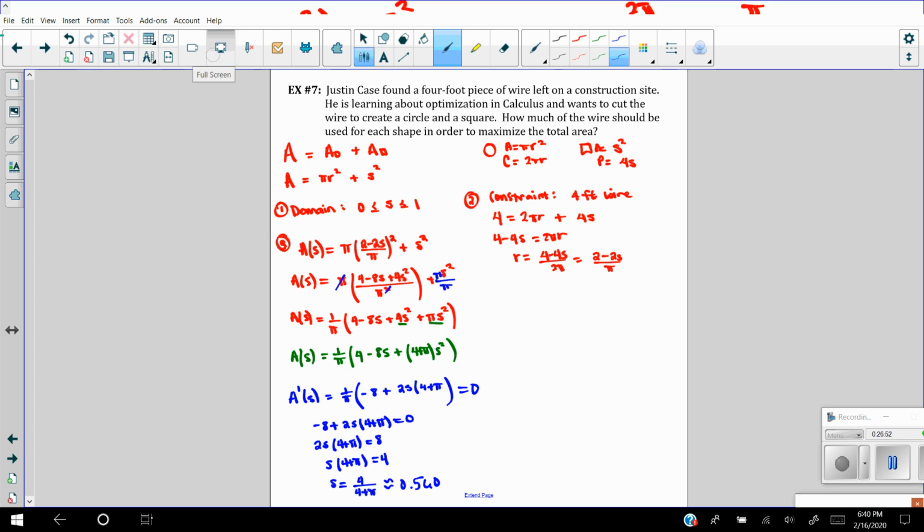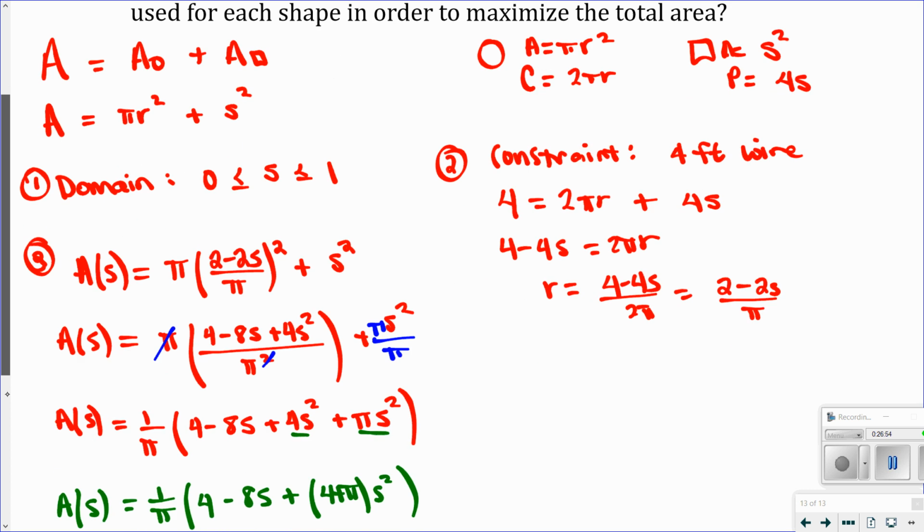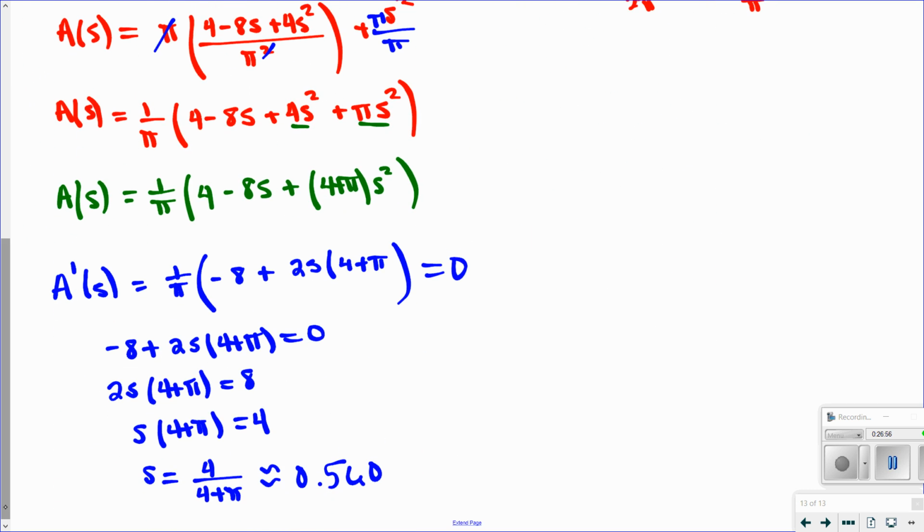So let's go ahead and do our sign chart here, first of all to justify, to see if 0.560 is a relative maximum. So A prime at A of 0.560. So I'll probably test 0.5 and 0.6 as those are really close.